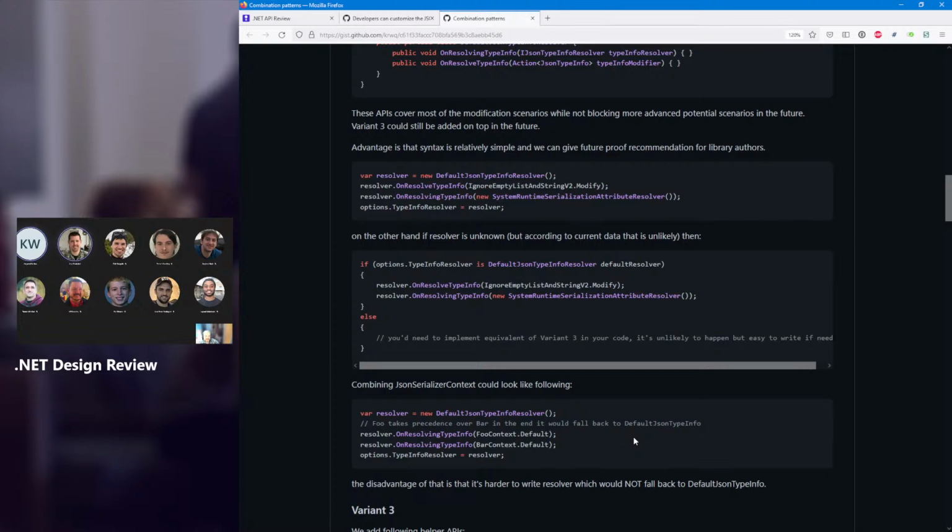You said that these are invoked once per type, correct? That's true. Would it make sense just to make these proper events? Remove the "on" word and call it resolving type info, resolved type info? It could be events, but at the same time, why would you ever remove it? Sorry, why would we ever remove? Oh, why would you ever remove the callback? Yeah.